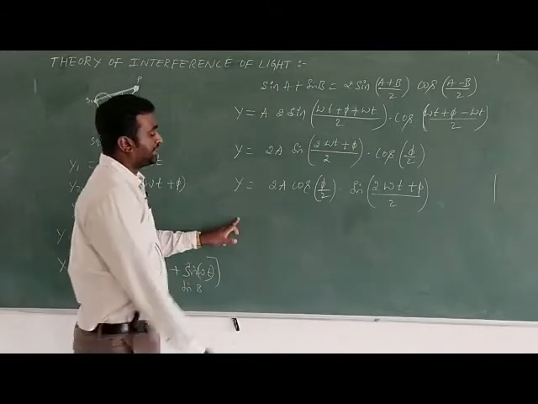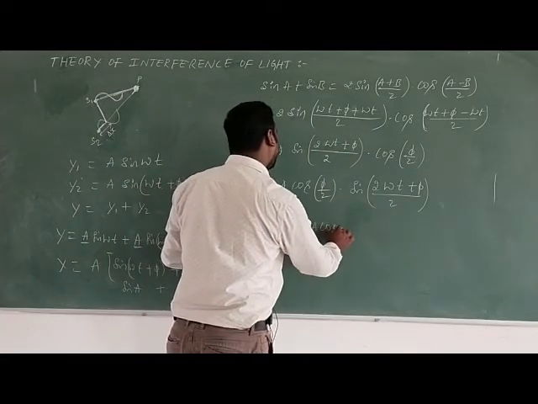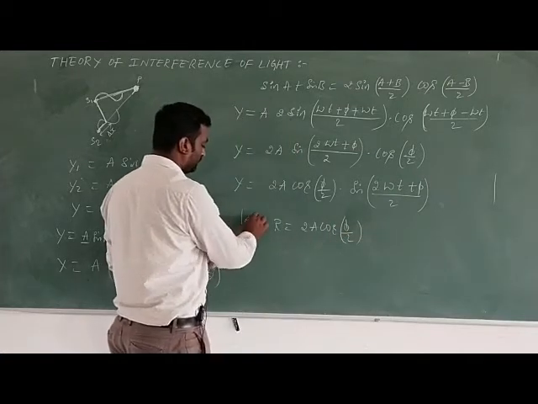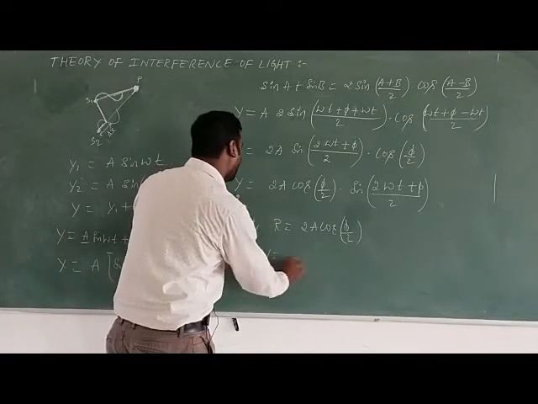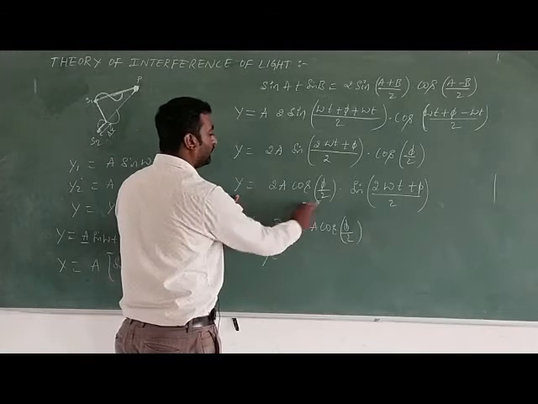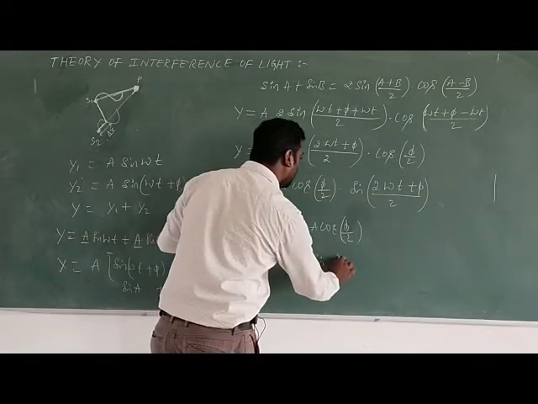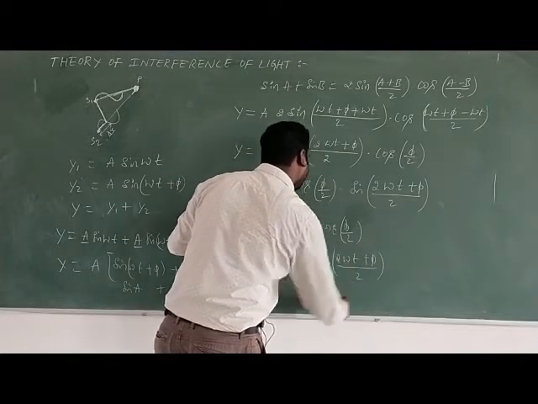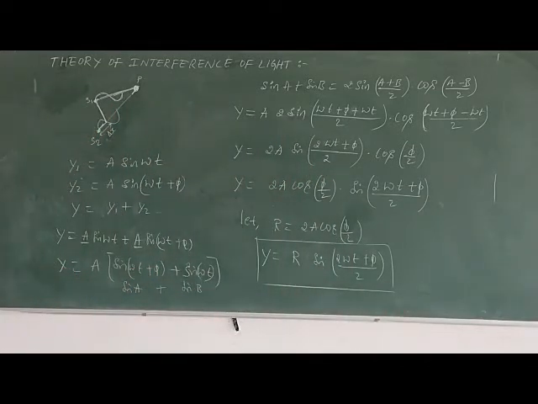Now here the resultant value I am going to take as R equals 2a cos pi by 2. So let us take R equals 2a cos pi by 2. Now this equation reduces to y equals R, in the place of 2a cos pi by 2, multiplied by sin of (2 omega t plus pi) whole divided by 2. So this is the resultant displacement, that means the total displacement of the equation.